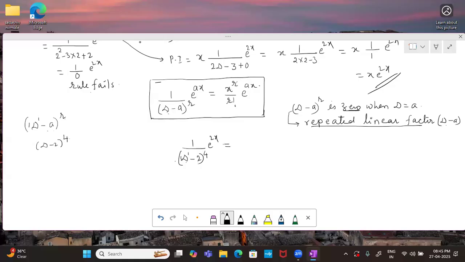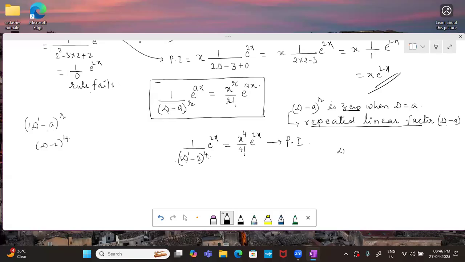So the answer will be like this. What is equivalent to r? If we compare this formula with this problem, r will be 4. It is x raised to 4 upon 4 factorial into e raised to 2x. And that is the PI. That is the answer. So this is the way to find the PI, sometimes in a failure case. So this factor must be linear and repeated.